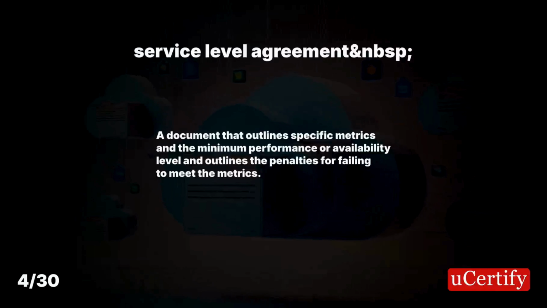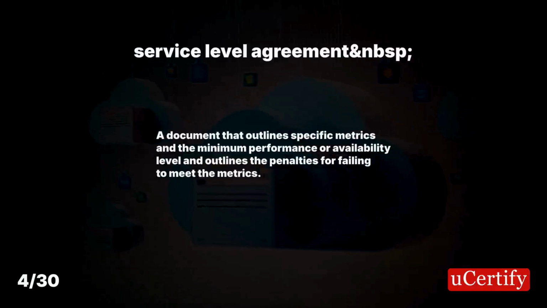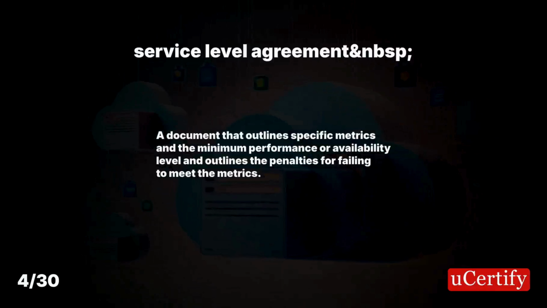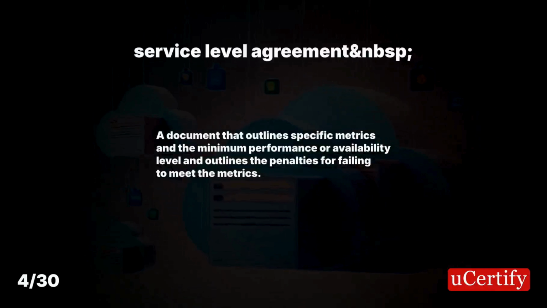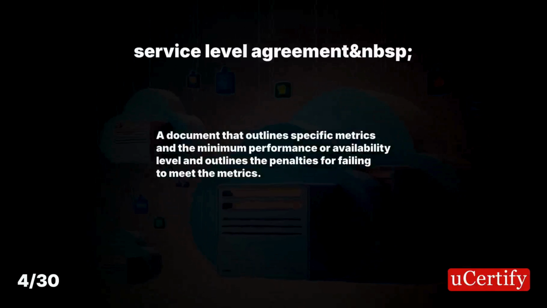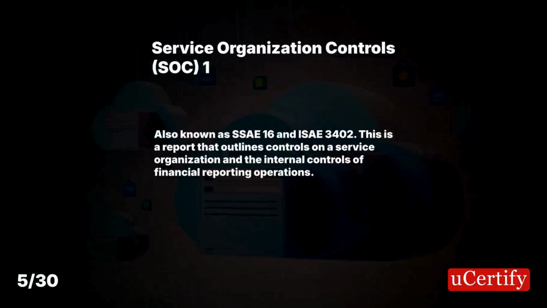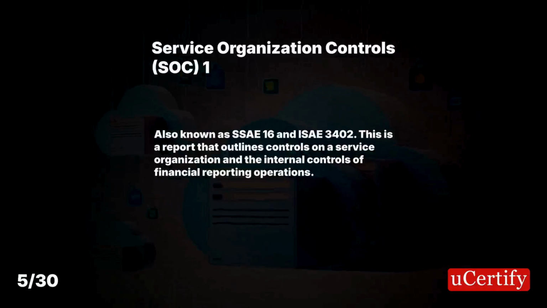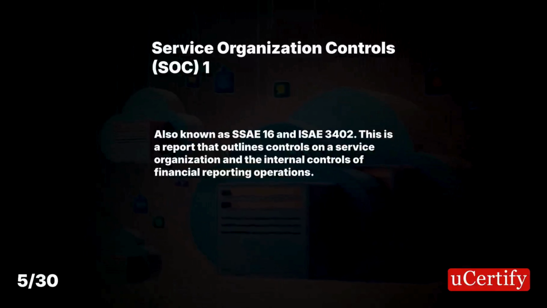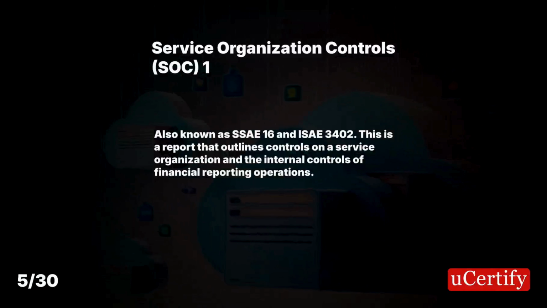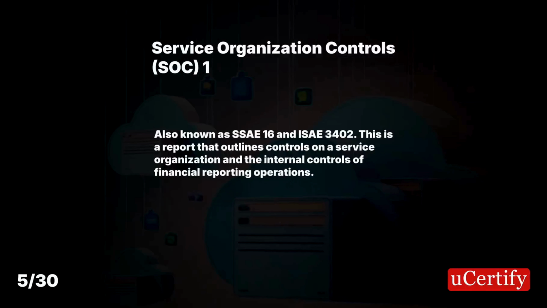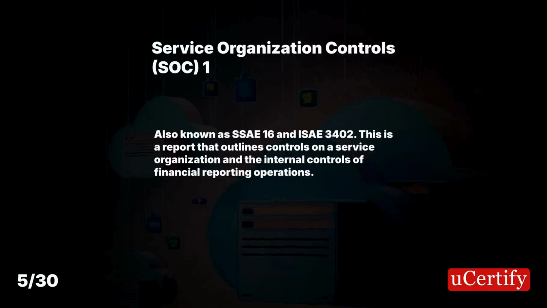Term: service level agreement. Definition: a document that outlines specific metrics and the minimum performance or availability level and outlines the penalties for failing to meet the metrics. Term: Service Organization Controls, SOC1. Definition: also known as SSAE 16 and ISAE 3402. This is a report that outlines controls on a service organization and the internal controls of financial reporting operations.